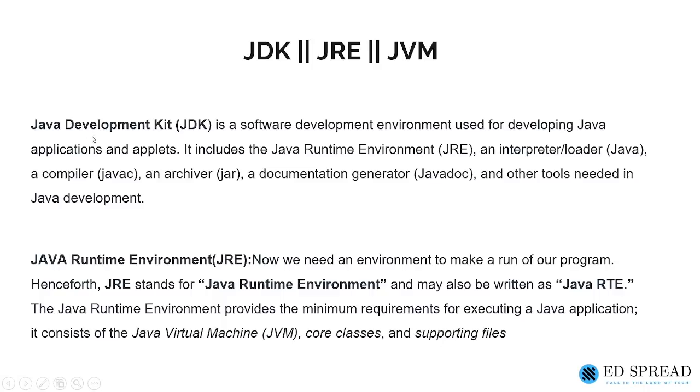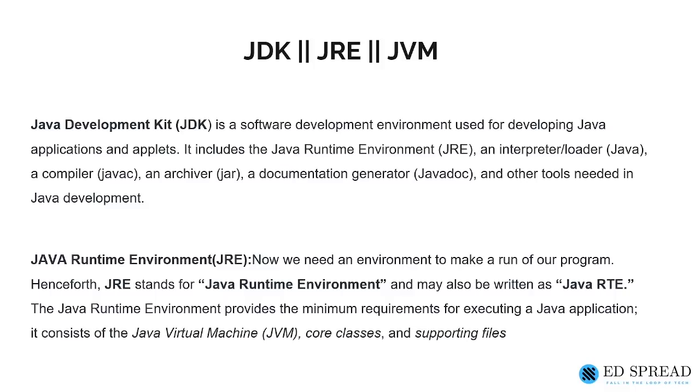So first, let us see what is JDK. JDK is nothing but the Java Development Kit. It is a software development environment used for developing Java applications and applets. So it is just an environment in which we create applications and applets. Okay, it includes JRE and an interpreter or loader, that is nothing but the Java interpreter. So I hope you guys know what is a compiler or interpreter. In case you guys don't know, it is quite okay, because I will be explaining to you now what is a compiler or an interpreter.